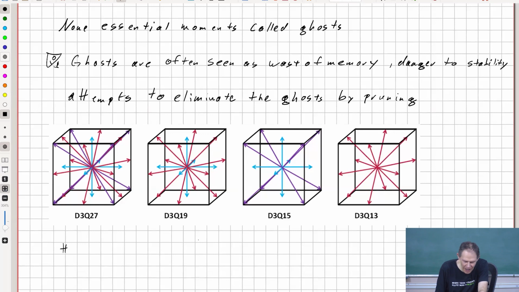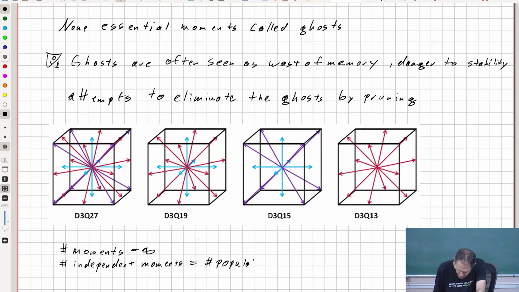So as we discussed to your question, this is the number operator, the number of moments is infinite always. The number of independent moments is equal to the number of populations. So this would be 17, 19, 15, and 13.